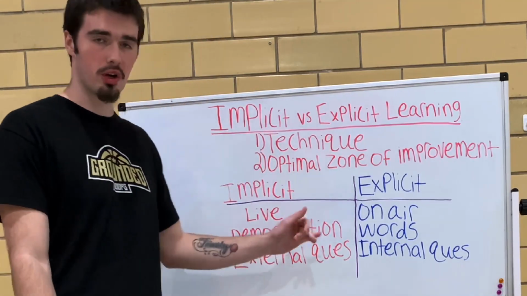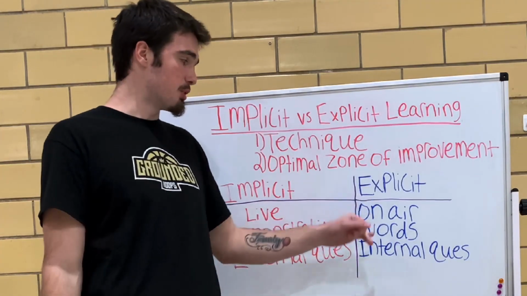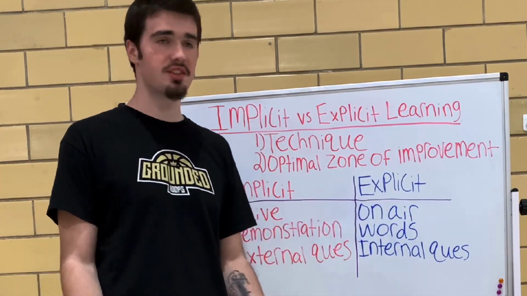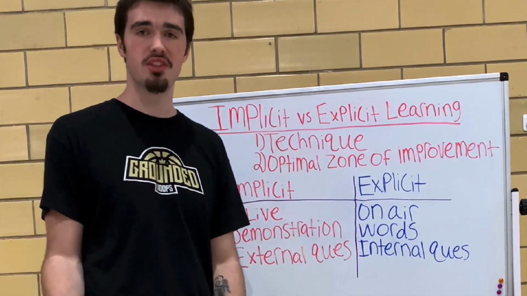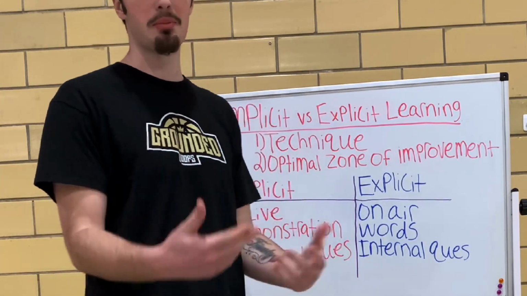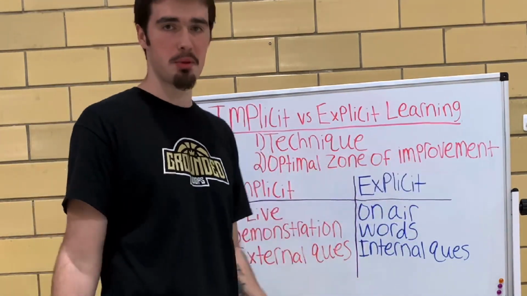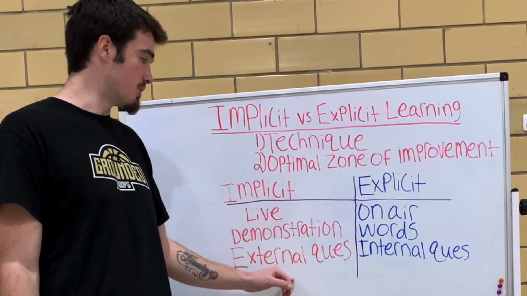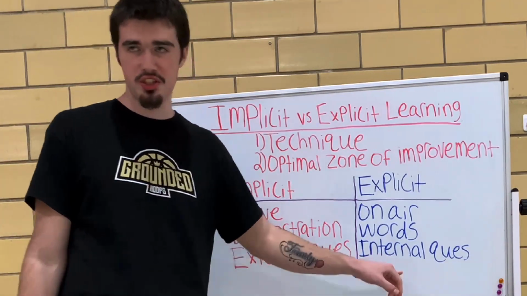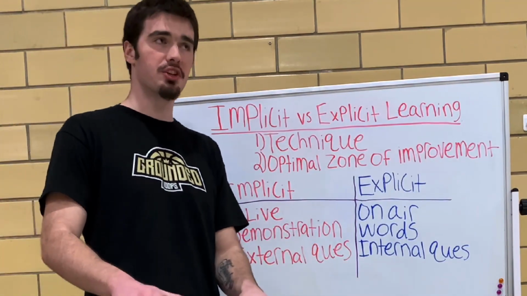Observational learning or demonstration. Explicit learning, words, like I said, breaking down the 5-step process, giving them the answers, missing the optimal zone of improvement. Implicit learning, external cues versus internal cues, major key.